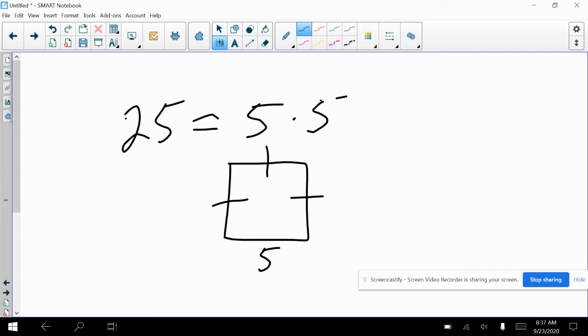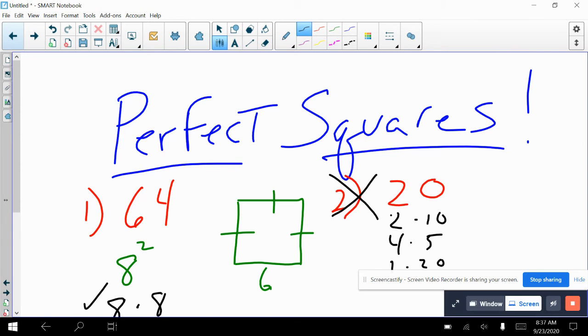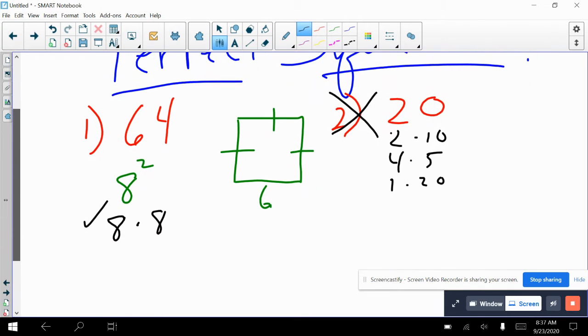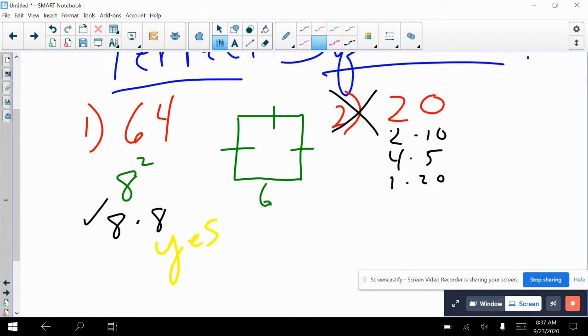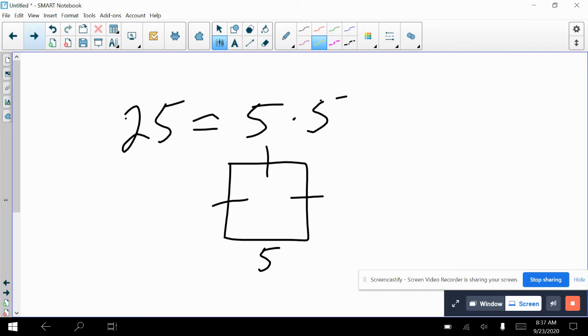Now, these questions, let me go backwards here. They're going to ask you, hey, is 64 a perfect square? And you know what your response is? It's either yes or no. Yes, it is a perfect square. No, it's not a perfect square. Okay. Perfect squares are pretty easy. All right, we're okay with the expanded form.